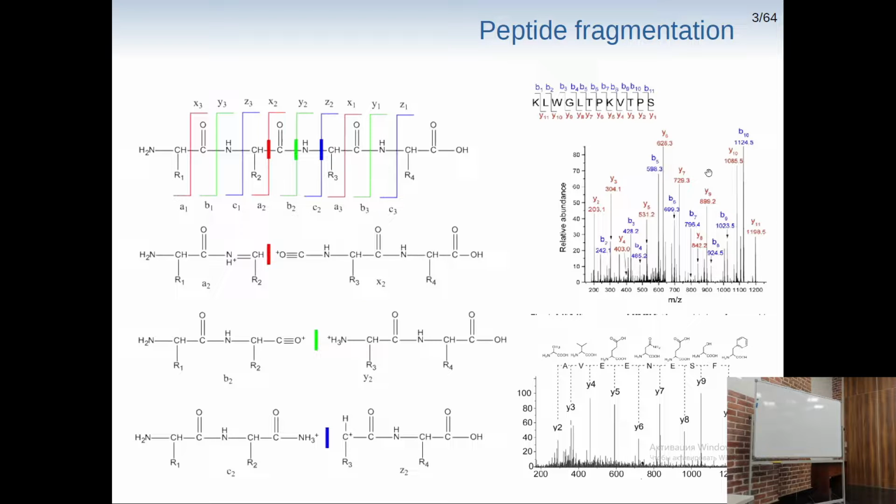And also, we can see this example where we see not only Y but also B series of ions. Why is having both series of ions an advantage for us?